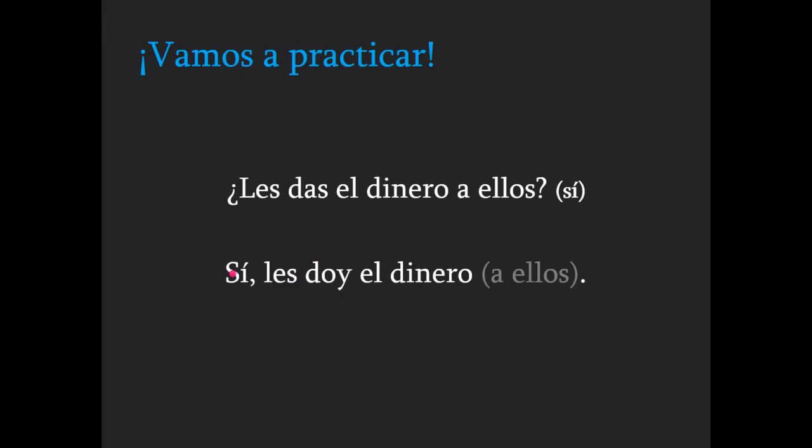Sí, les doy el dinero. Now, once again, we don't have to say a ellos because of context, we already knew who it was.